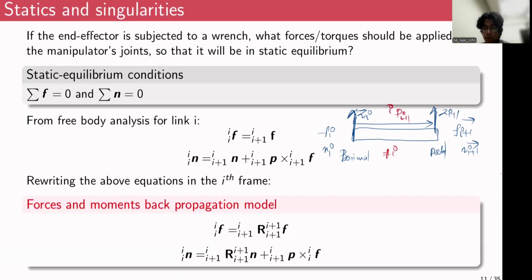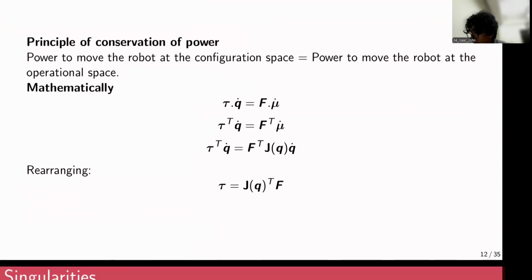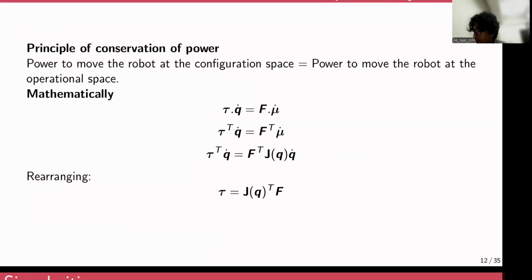The force propagation model is given by this equation, right? It's just a force balance, and the moment propagation equation is given by this equation. Again, moment balance. Or in other words, the net force acting on a link is 0, and the net moment acting on a link is still 0. All right, so we have talked about the static forces, the static equilibrium problem.